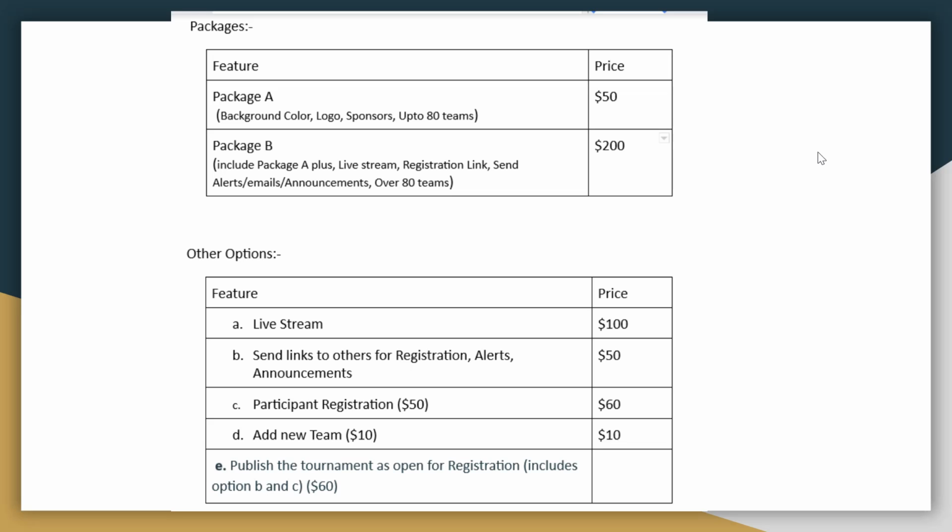And the second one is package B, which costs $200. This package is the worst one. Why? Because it adds almost all the special features of our website. And what next? For those who don't want to buy the whole package but are interested in any specific one or two features, we can provide them too at a very minimum cost.